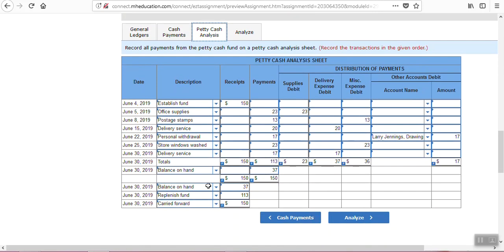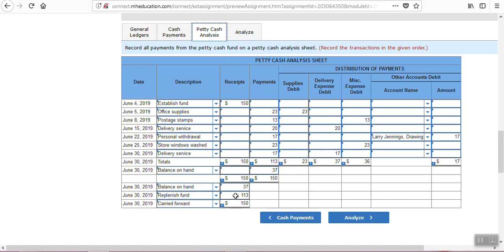Now this part at the bottom you actually have to fill in. So after it calculates the totals, you're going to have a balance on hand of $37, and that $37 is just the difference between what you put in there, which was $150, less what we paid out for stuff, whatever we bought, which was $113. So we've got $37 left. Once you put that $37 left, it brings this in balance. So this one is auto-filled.